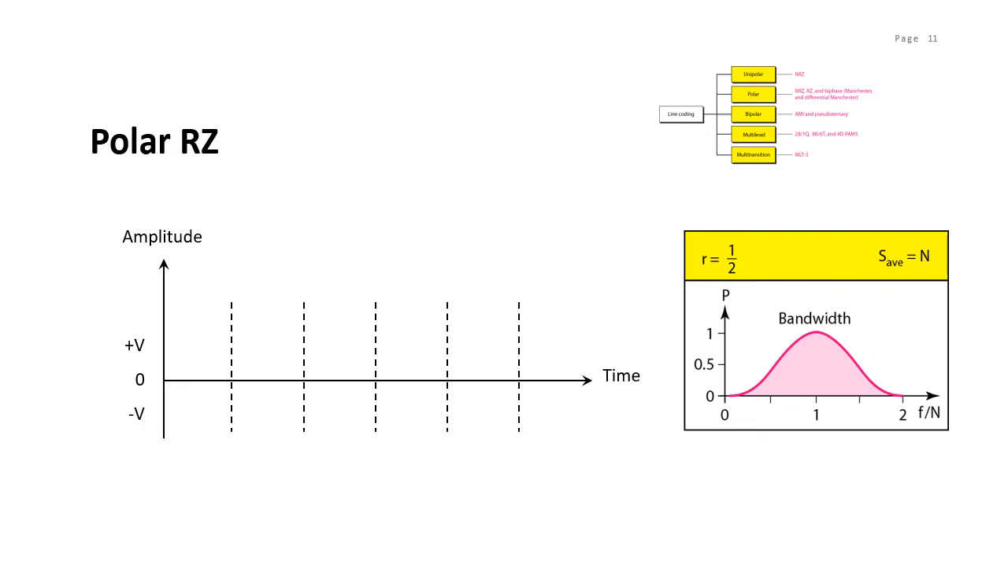Okay, in polar RZ, let's see an example. As you can see here, in this particular bit, it goes to 0 in the middle of the bit. Same goes for bit 1. In the middle of the bit, it goes down to 0. So again, as you can see here, we are using 3 different levels: positive V, 0, and minus V. This causes more complexity, but it helps to mitigate the synchronization problem.